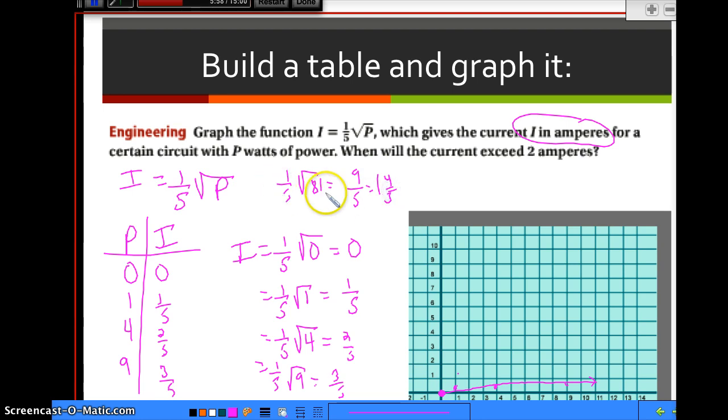So let's go one bigger than 81, perfect square. Let's try 100. 1/5 times the square root of 100. Square root of 100 is 10, and 10 times 1/5 would be 10/5. There it is. So it's greater than 2 when P, the watts, is greater than or equal to 100. That's what I'm looking for.